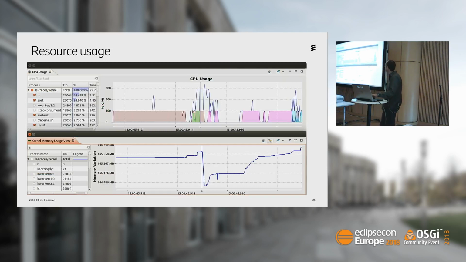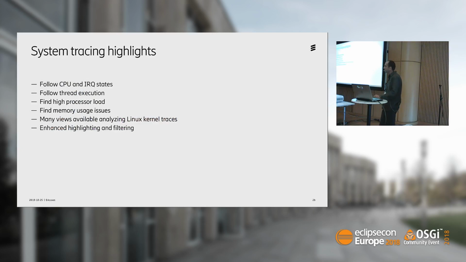Another example for Linux, you can draw CPU usage and memory usage. So those are two good examples. The highlights: you can follow CPUs, IRQs, and thread executions, find high processor loads and memory usage, and you have support for enhanced filtering.